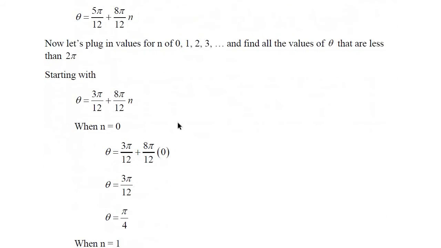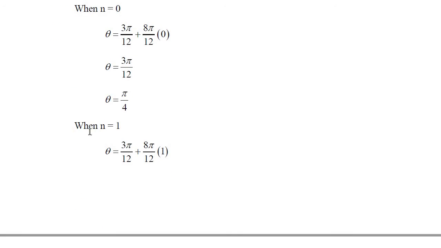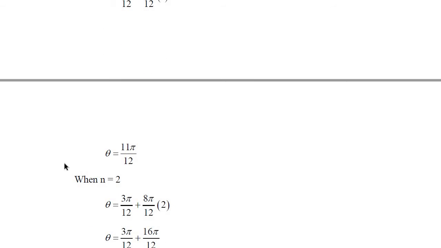Alright, so let's start with that first one that we had. 3 pi over 12 plus 8 pi over 12 times n. When I plug in 0 for n, well, the 0 times this fraction, that goes away, and I get 3 pi over 12, which reduces to pi over 4. That was our original base solution for that particular part of the problem. Now let's plug in n equal to 1. When I plug in 1 for n, that's going to give me 3 pi over 12 plus 8 pi over 12, which gives me 11 pi over 12. So that's going to give me another solution.